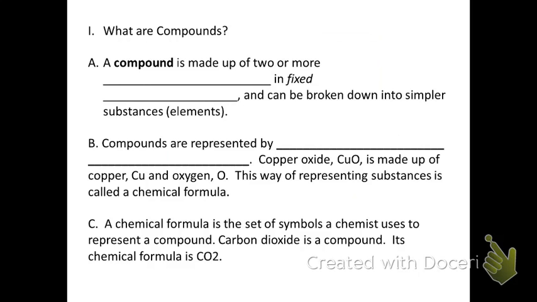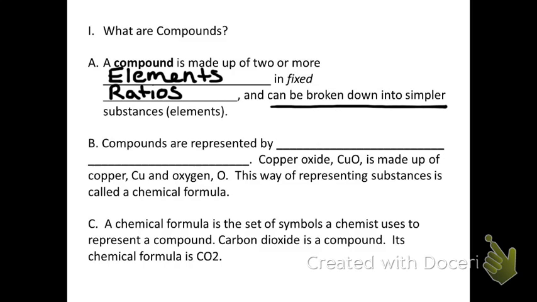Alright, so now what we're going to do is look at compounds really quickly. A compound is made up of two or more elements in fixed ratios. And they can be broken down into simpler substances or elements.